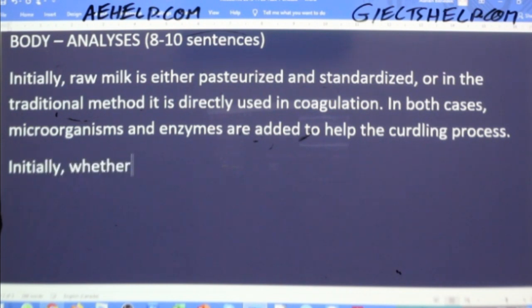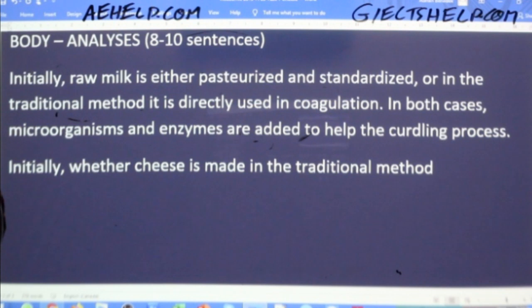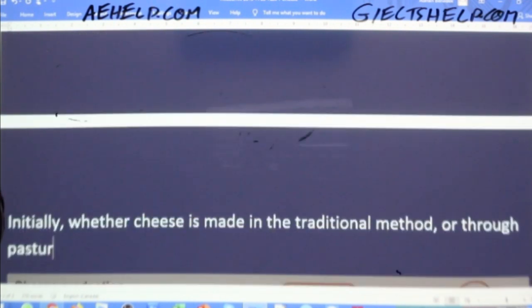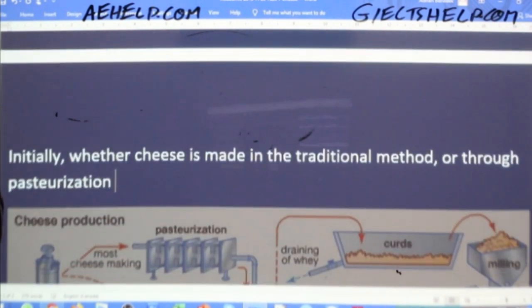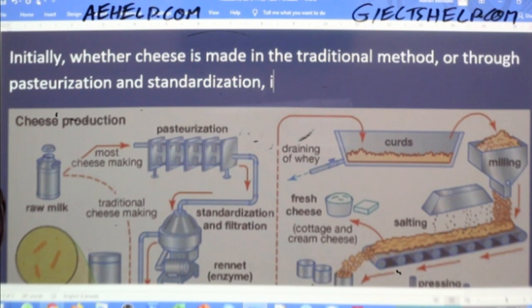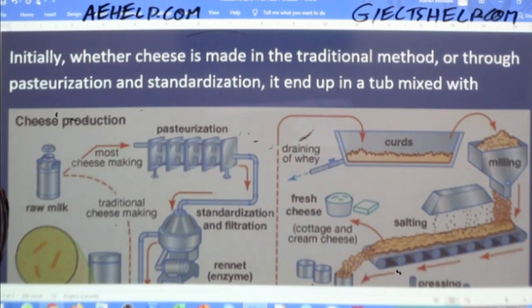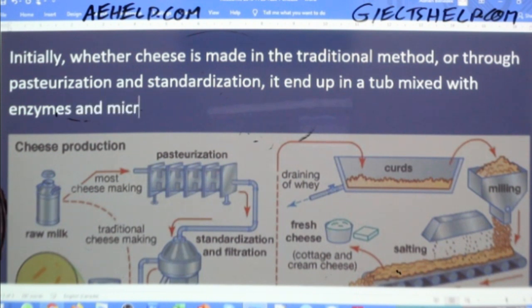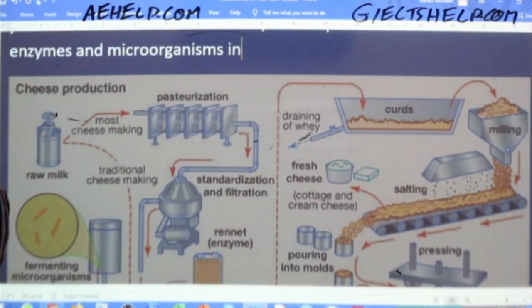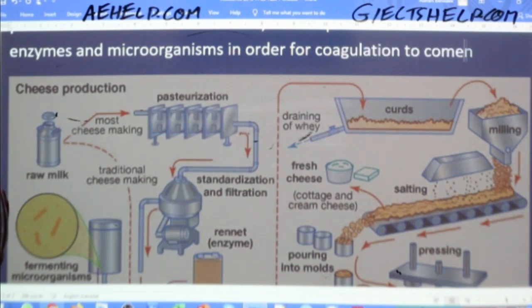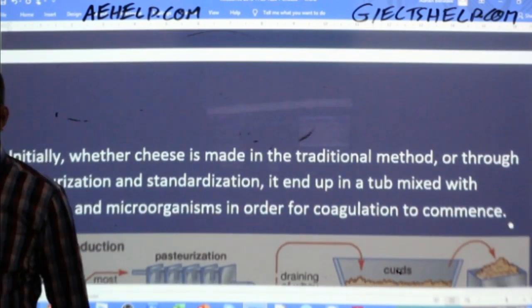Initially, whether cheese is made in the traditional method or through pasteurization and standardization, it ends up in a tub mixed with enzymes and microorganisms in order for coagulation to commence. Okay, so that would be the whether or scenario.